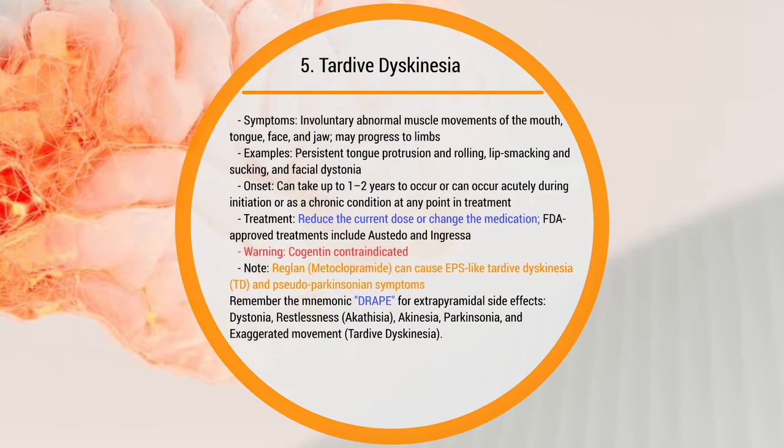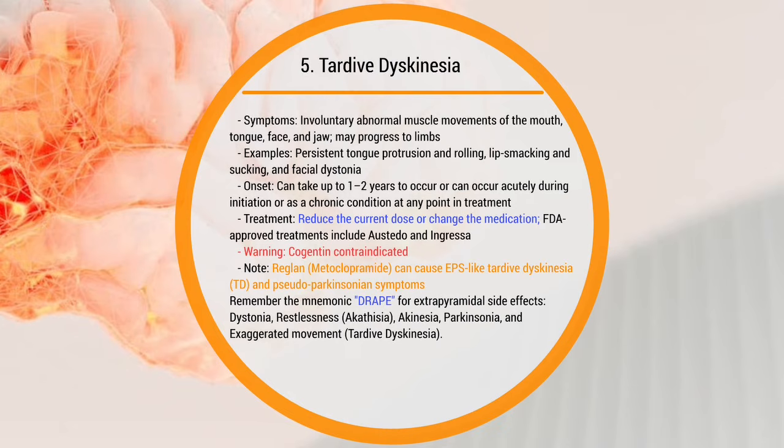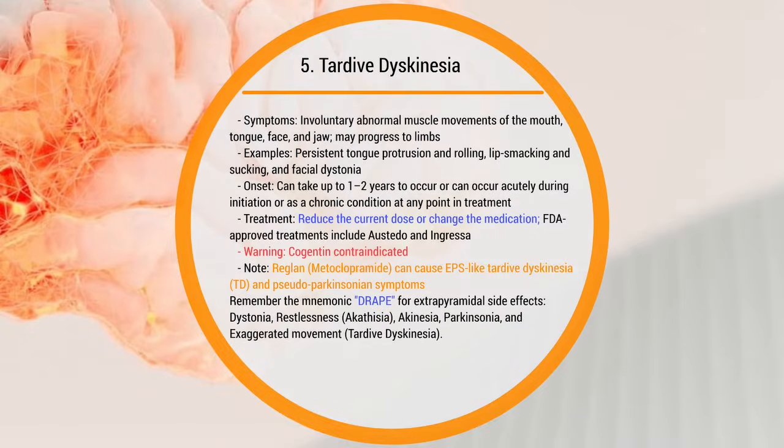Now, when we move to tardive dyskinesia, what you do not give is Cogentin. You don't give Cogentin for TD, right? Because it may worsen the symptoms. So for TD, really, you want to decrease the dose, stop the offending agent, or you have the option to give one of the two newest FDA-approved treatments, which include Austedo or Ingrezza.